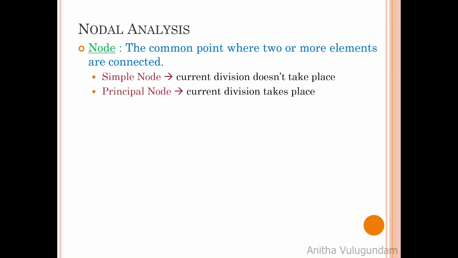At a simple node, current division does not take place, whereas at a principal node, current division takes place. A simple node is a node where only two elements are connected. A principal node is a node where two or more elements are connected.